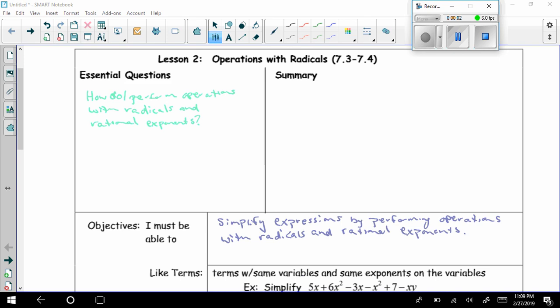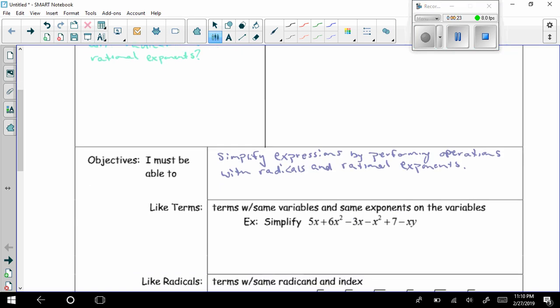Hey everyone, this is lesson 2, operations with radicals and rational exponents. We're going to use just the word radicals as an umbrella expression for both, because remember, you can convert back and forth. They mean the same thing. So how do you perform operations with radicals and rational exponents?